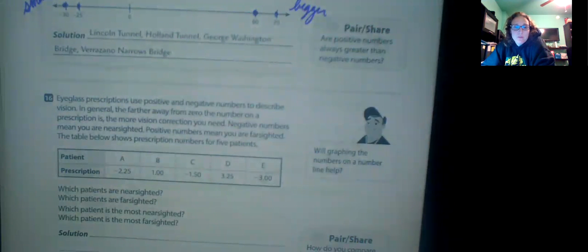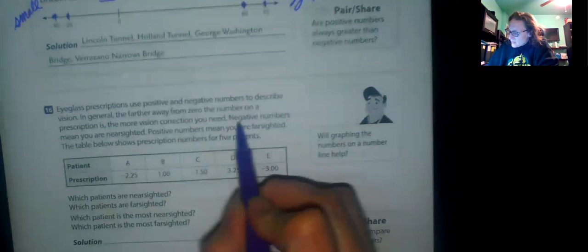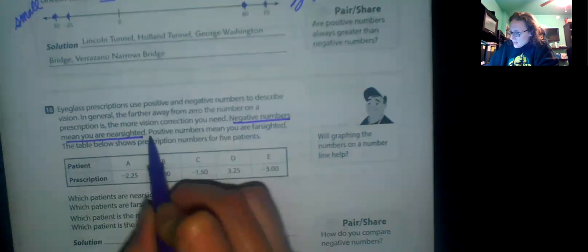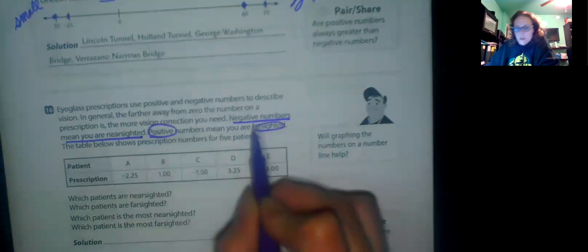Eyeglass prescriptions use positive and negative numbers to describe vision. In general, the farther away from 0 the number on a prescription is, the more vision correction you need. Negative numbers mean you are nearsighted. Positive numbers mean you're farsighted. The table shows prescription numbers for 5 patients. So you'll probably want to remember that the negative numbers are nearsighted and positive numbers are farsighted.